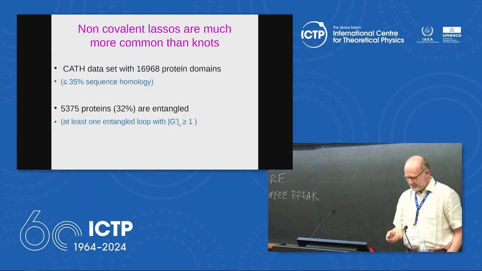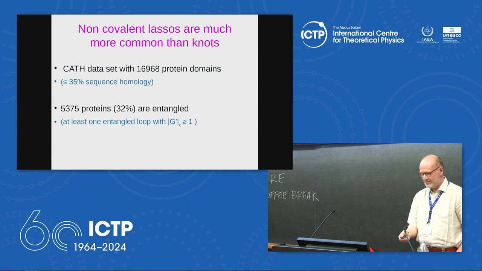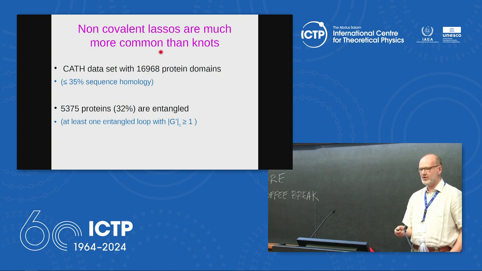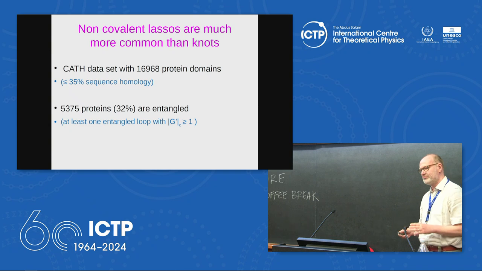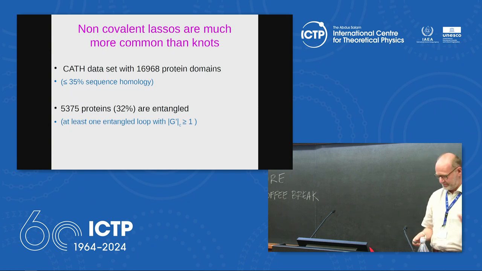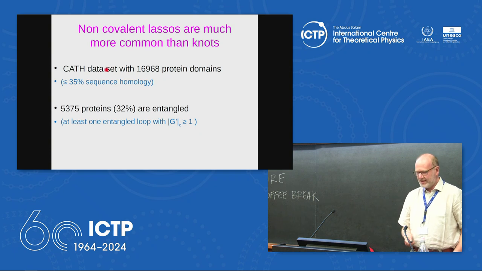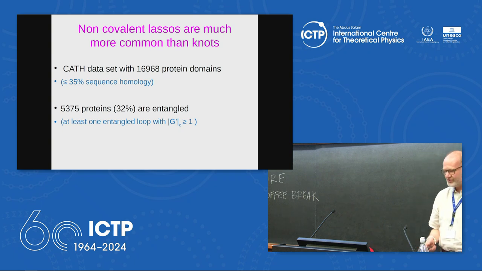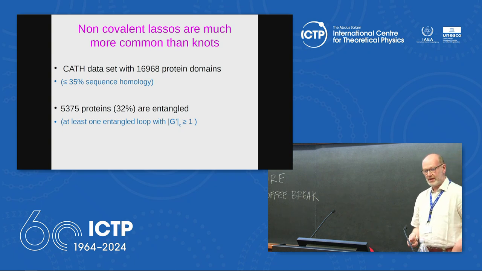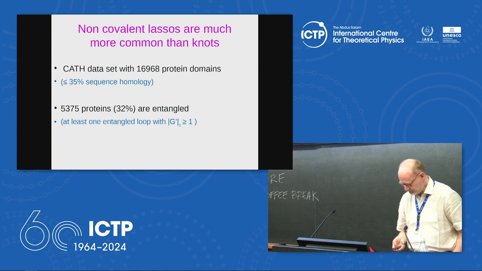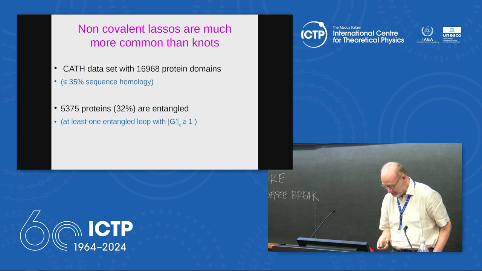So the first crucial point in my presentation is that non-covalent lassos are much more common than knots in proteins. We built a data set of almost 17,000 protein domains, a non-redundant one, so this analysis was carried out at the level of domains, and essentially one third of such proteins host at least one entangled loop, according to our definition. So this is the very point.